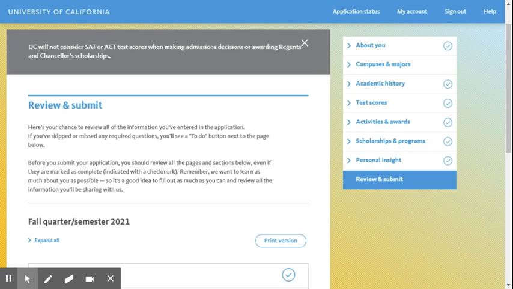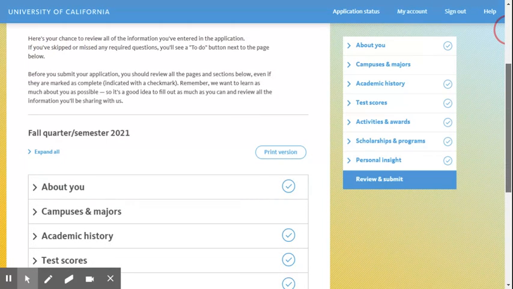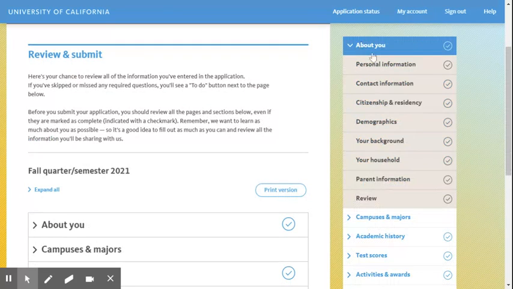Okay, so let's open up the University of California application. First thing that you want to do, after you register, is put in information about you. So, let's go ahead and go to that.